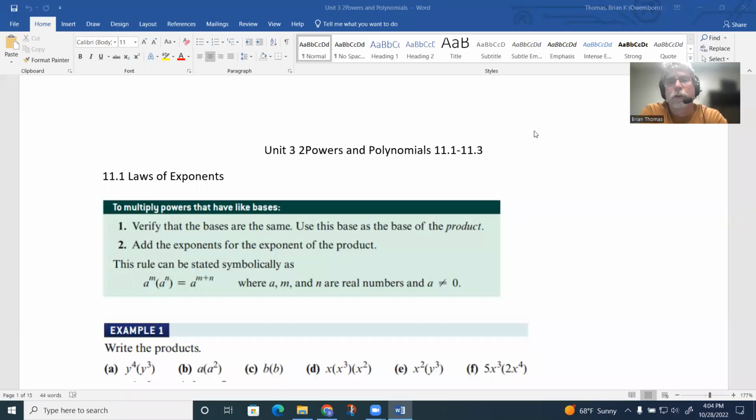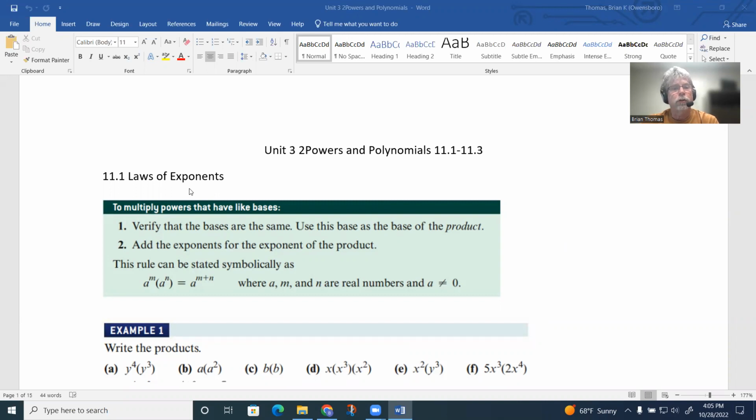So today I'd like to cover some things on powers and polynomials. This will be like 11.1 through 11.3. And I may break this up into a couple of videos as we move through here, so we don't have to have one big bulk video.